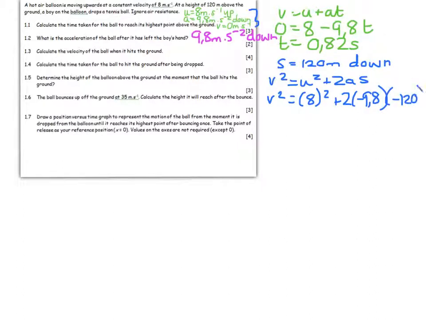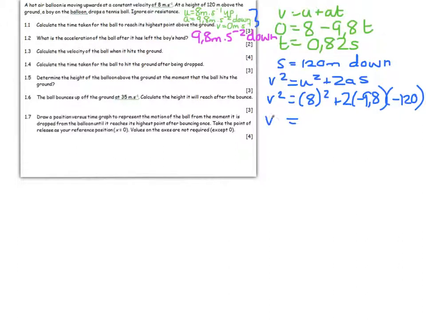And I'm going to take these conditions over here. As long as I get my directions right, everything should work out just fine. We've done a few examples where we did it both ways, and we know that the signs do accommodate for the changing in direction. So I'm going to go v squared is equal to 8 squared plus 2 times negative 9,8 times negative 120, because those are both downwards and the 8 is upwards.